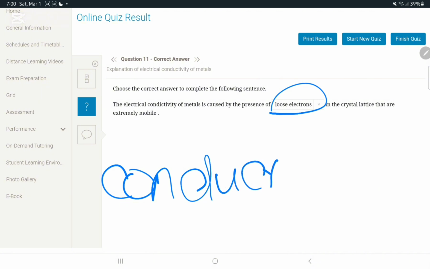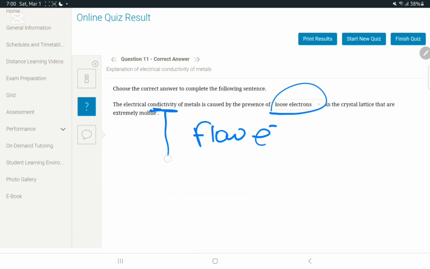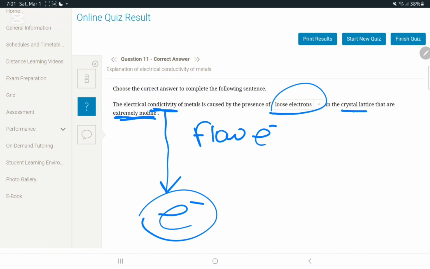Conductivity, what is it related to? It's related to heat, electricity, electronics and stuff like that. And usually in electrical stuff, it refers to the flow of electrons. So the flow of electrons, okay? So what makes metals conductors? It's because they have loose electrons. Electrons which are ready to move, to flawlessly move around the metals. That's why they are extremely mobile. They move a lot and they are located in the crystal lattice. So the conductivity of metals is caused by the presence of loose electrons.